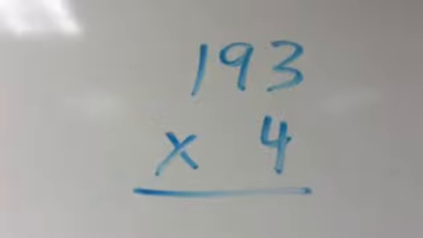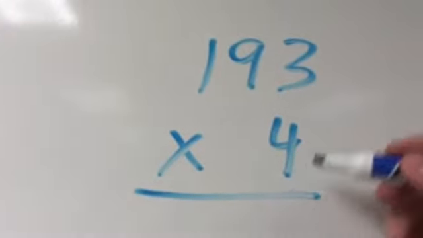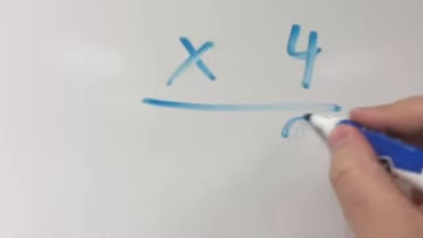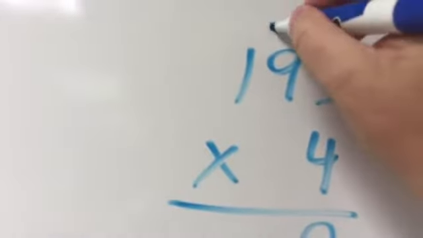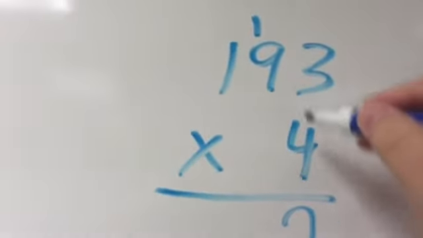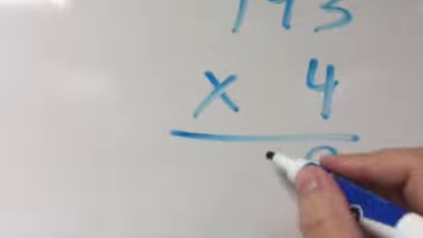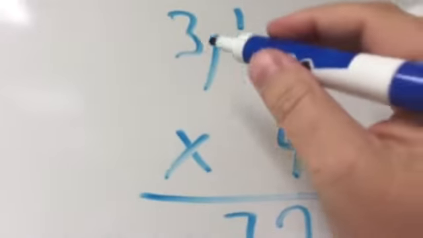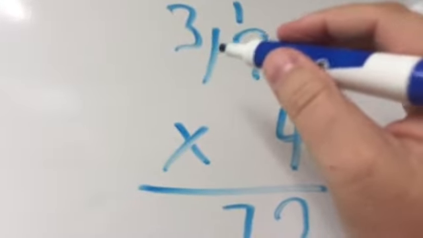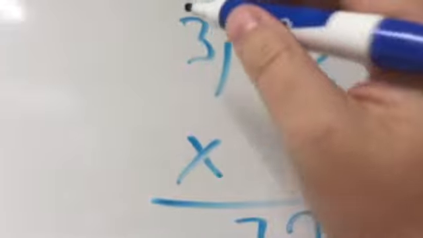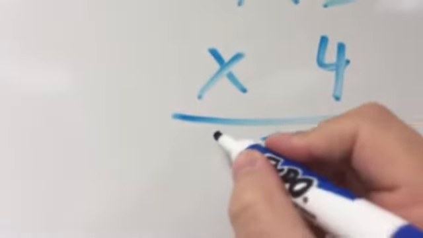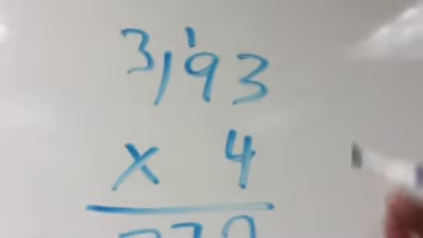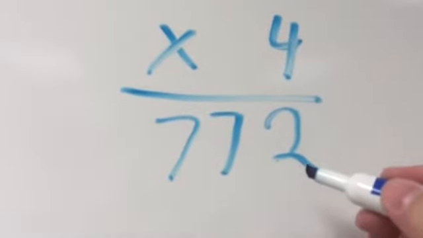193 times 4. Again, we lined up the ones place value. 3 times 4 is 12. We put the 2, carry the 1. 9 times 4 is 36, plus 1 is 37. Again, we have too many digits, so we put the 7, we carry the 3. 1 times 4, now we're in the hundreds place, but we're still going to do the same thing. 1 times 4 is 4, and then we add the 3 that we carried. 4 plus 3 is 7. So therefore, 193 times 4 is 772.